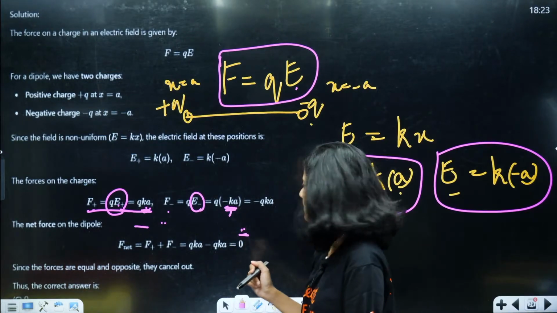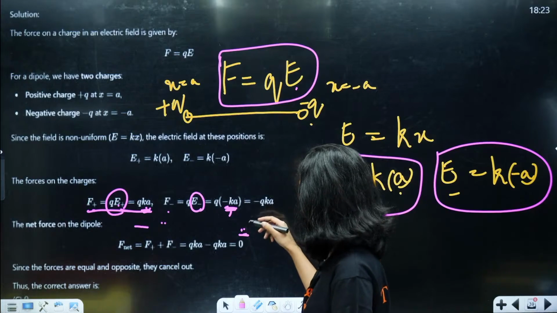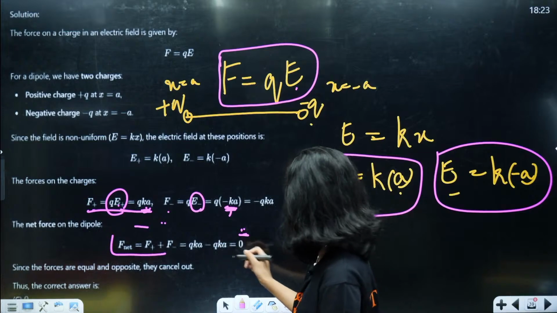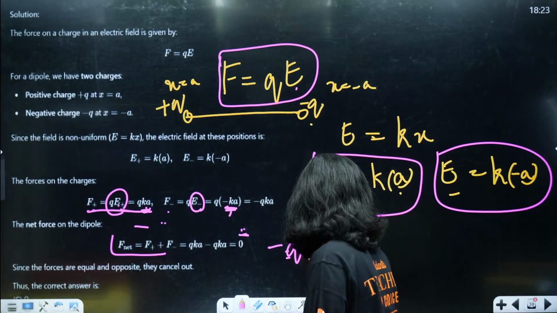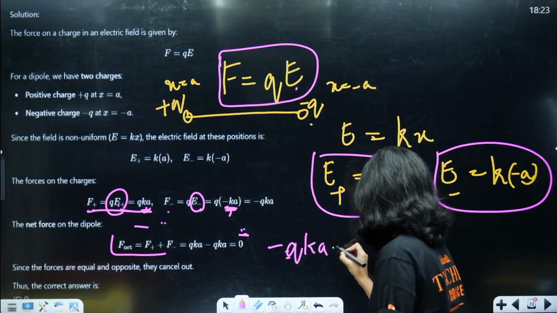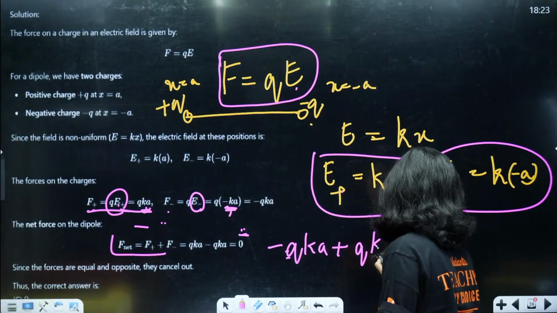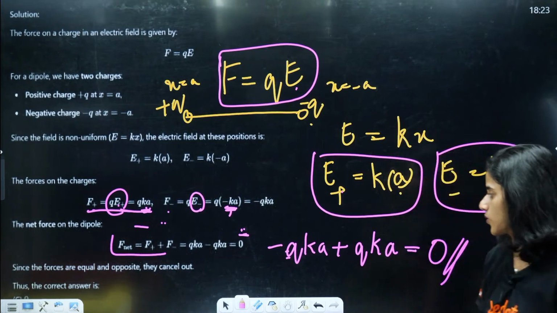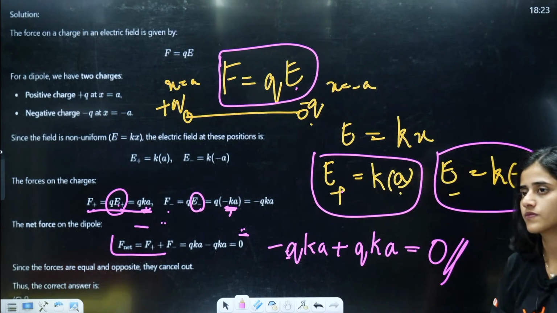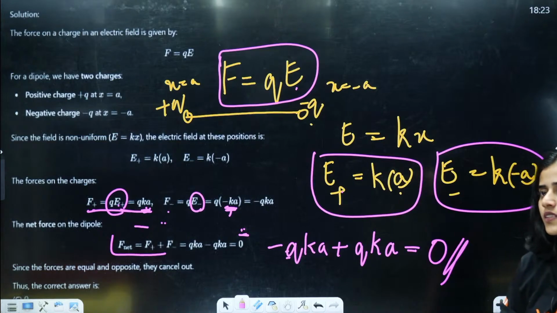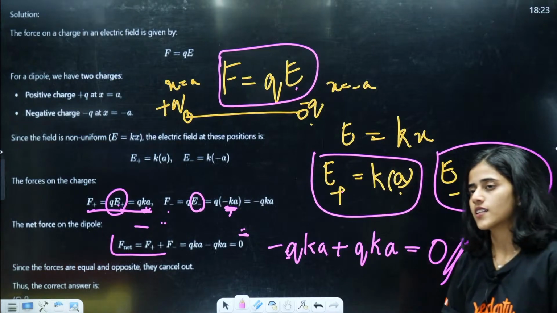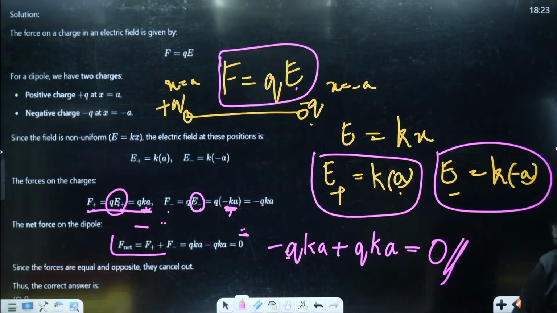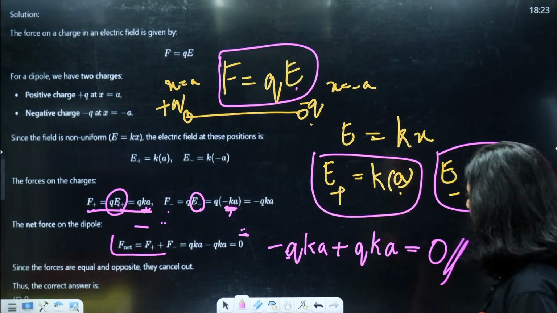Is this visible? Okay. Now I will add the two forces, so it becomes minus Qka plus Qka, which is 0. Are you able to understand? Yes, Vaishali, it's 0. Good. Others?